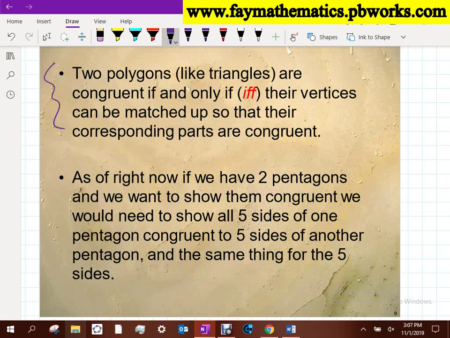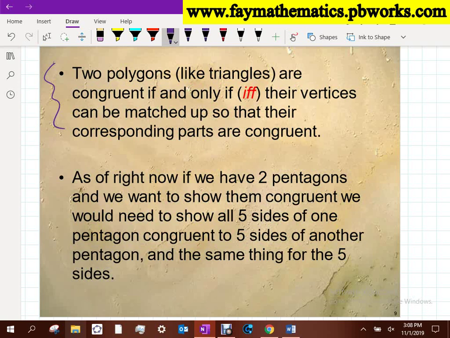Okay? If I've got quadrilaterals, I got to show 4 angles congruent to 4 angles, 4 sides congruent to 4 sides. That's 8 total things. Okay? And you can start to maybe extrapolate that and say, okay, well, if I've got a dodecagon, you know how many sides a dodecagon has? Do you remember? Dodecagon? Decagon's got 10. Dodecagon is, somebody say 12?